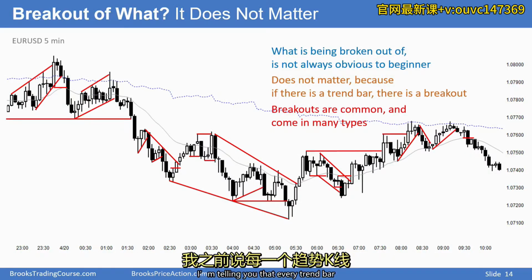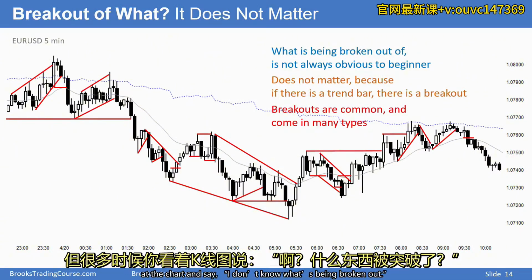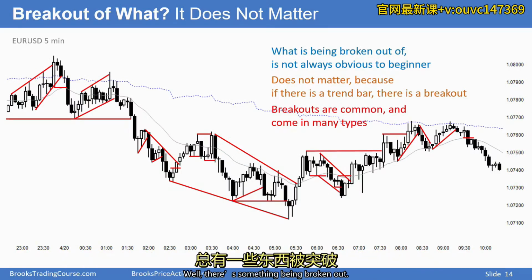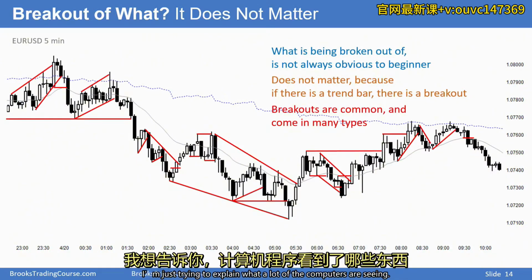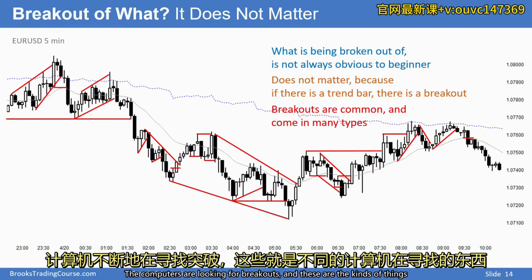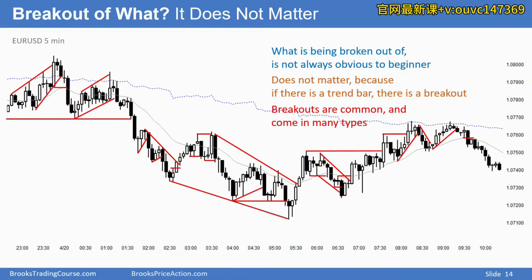I'm telling you that every trend bar or series of trend bars is a breakout. A lot of times you look at the chart and say, well, I don't know what's being broken out. Well, there's something being broken out. This chart is an example of a lot of little things that are being broken out. I'm just trying to explain what a lot of the computers are seeing. The computers are looking for breakouts, and these are the kinds of things that different computers look for. Most of them are minor, and most of the breakout attempts fail.